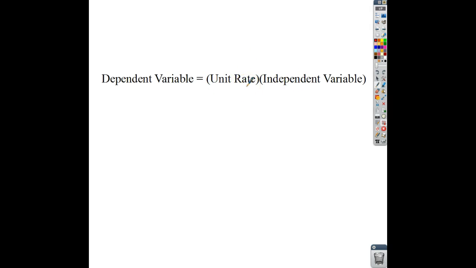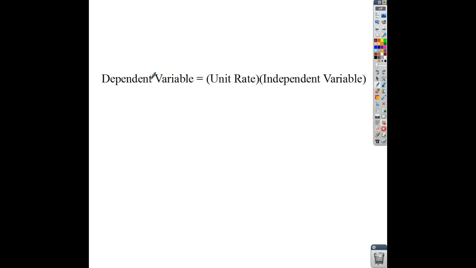So let's say the unit rate is I'm making $10 an hour for my job. My independent variable here would be hours, okay? And then if I change the number of hours, I can multiply it by the dollars per each hour, and then I get my dependent variable, which is the amount of money that I have, okay?